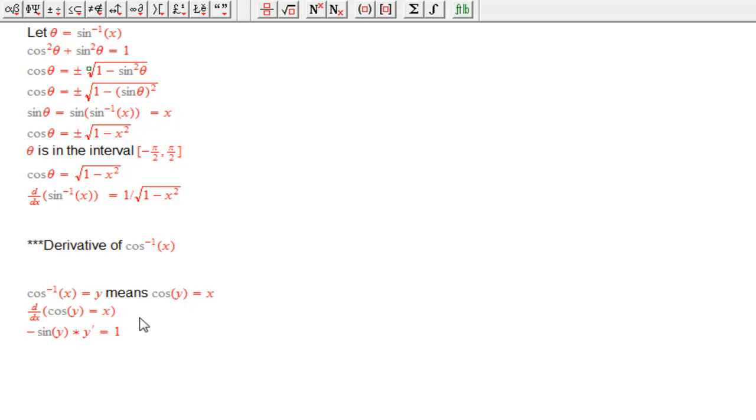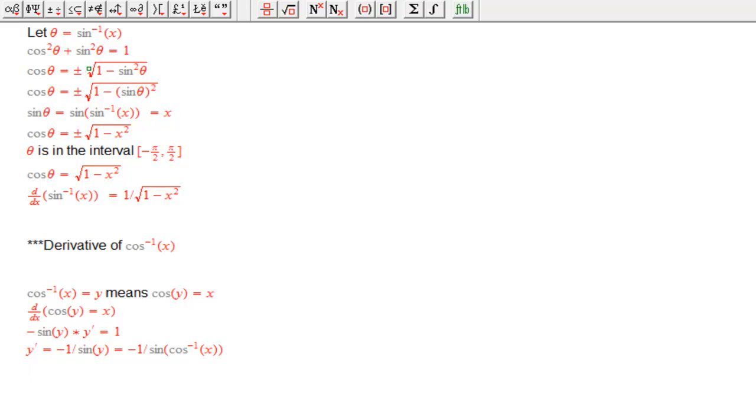So if we solve for y prime, we learn that the derivative of inverse cosine is negative 1 divided by sine of y. Now it turns out, that is negative 1 divided by the sine of the inverse cosine of x. I'll go ahead and put that here: negative 1 divided by the sine of inverse cosine of x.